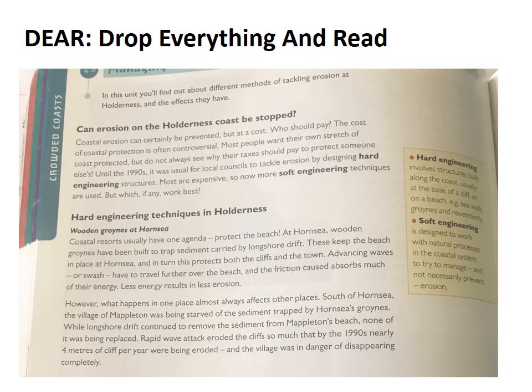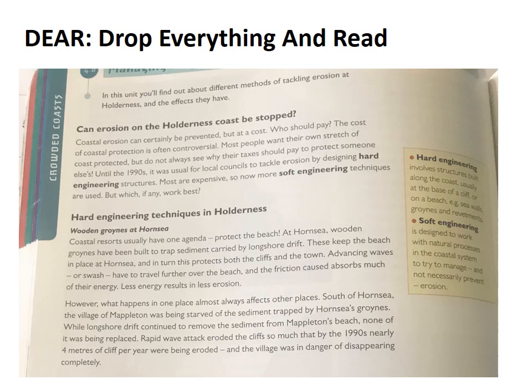Okay, can erosion on the Holderness Coast be stopped? Coastal erosion can certainly be prevented, but at a cost. Who should pay? The cost of coastal protection is often controversial. Most people want their own stretch of coast protected, but do not always see why their taxes should pay to protect someone else's. Until the 1990s, it was usual for local councils to tackle erosion by designing hard engineering structures. Most are expensive, so now more soft engineering techniques are used. But which, if any, work best?